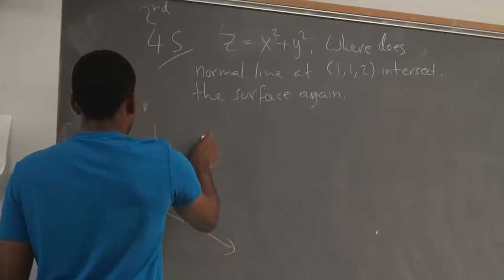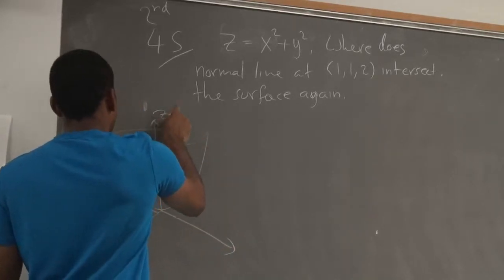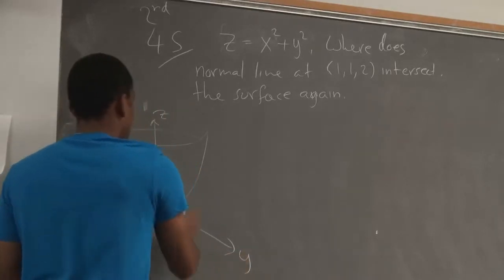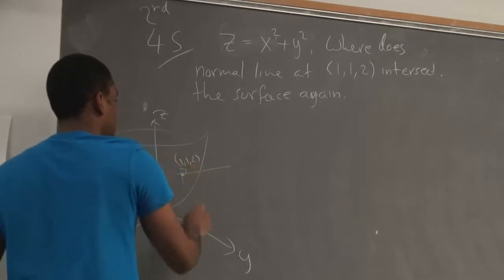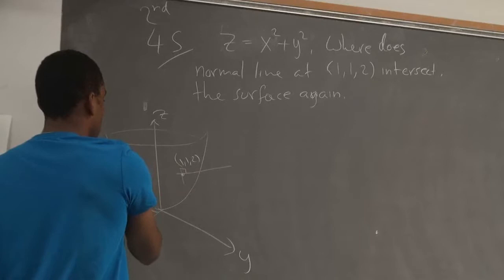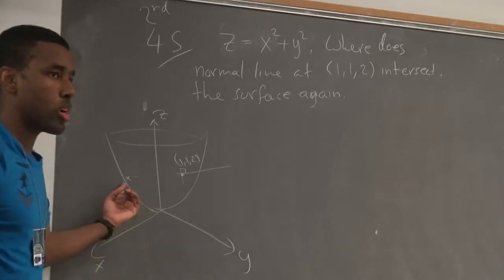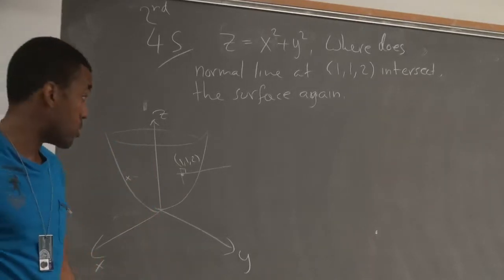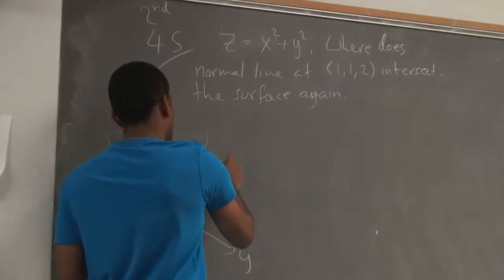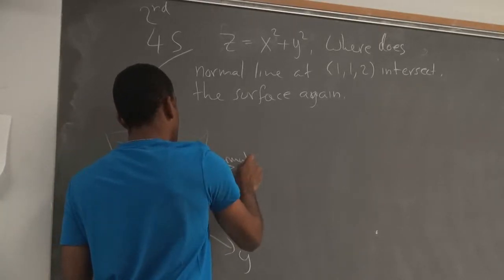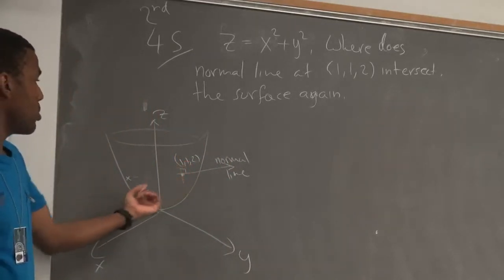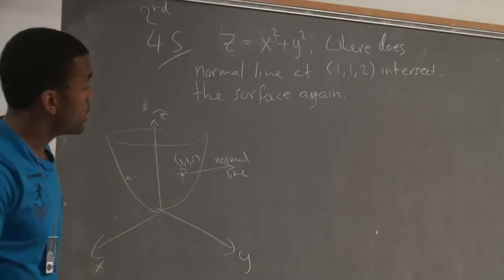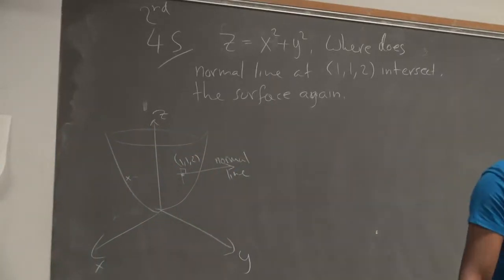Here it is. We have this paraboloid going on. There's a point here which I can call 1, 1, 2, and I drew a normal line to that point. But then that line is going to continue. It's going to puncture the surface somewhere else. I want to find that point. That's what they're asking. We know one of the points where it cuts through the surface is at 1, 1, 2. Find the other point. That's the question. So how do we do that?